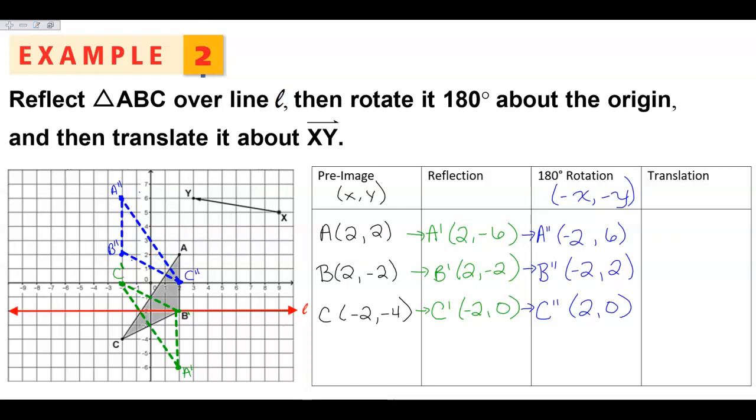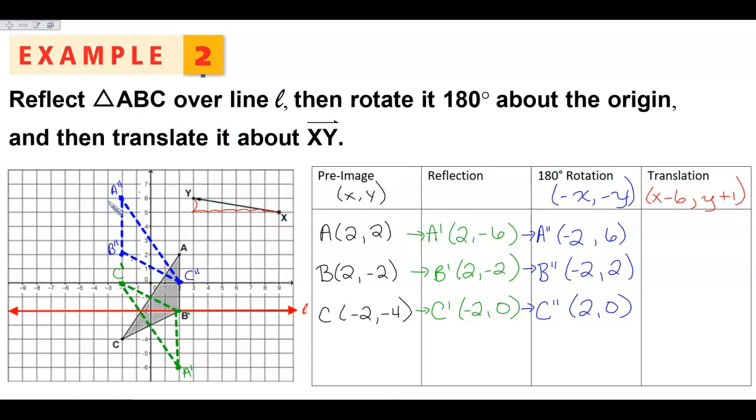All right, now my final piece is I am translating it about vector XY. So what we want to look at is vector XY, what is happening? So remember, X is your initial point, Y is your terminal point. So we're starting with X and we're going to Y. So our vector XY is going to go left 1, 2, 3, 4, 5, 6. So this is going to be x minus 6. To go to Y, I'm going to go up 1. So it's going to be y plus 1. So that's going to be my rule for using this vector.